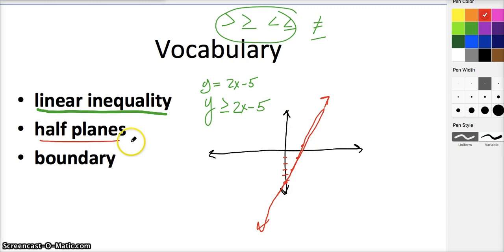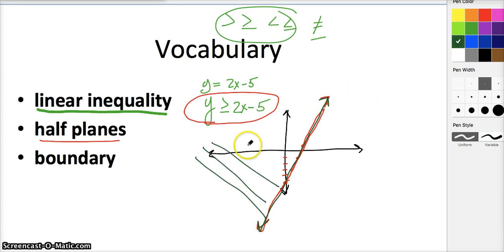So when we talk about half planes, we recognize that when we are graphing linear inequalities, it's important to identify the two half planes that are created. Those half planes make up part of the answer. So this inequality is y is greater than or equal to 2x minus 5. Since y is greater than or equal to, the equal to is a part of the answer. That means the line is included. And then greater than, we would shade above.